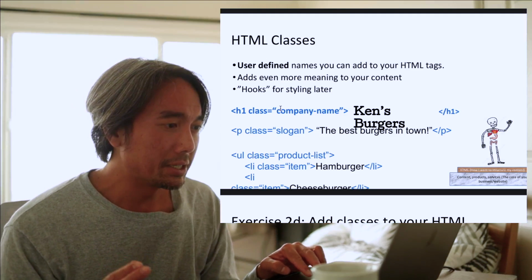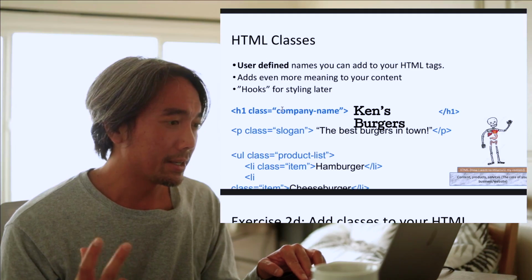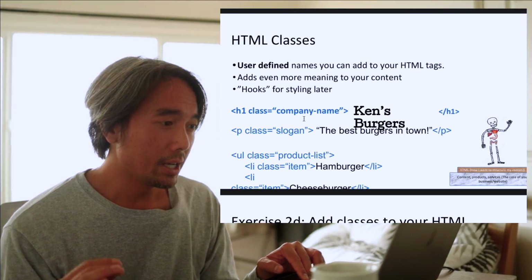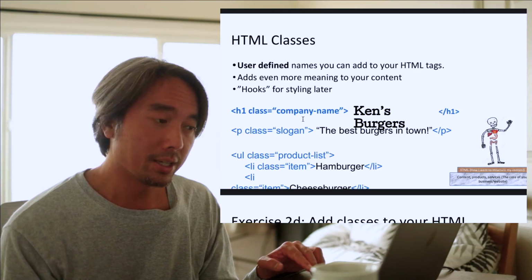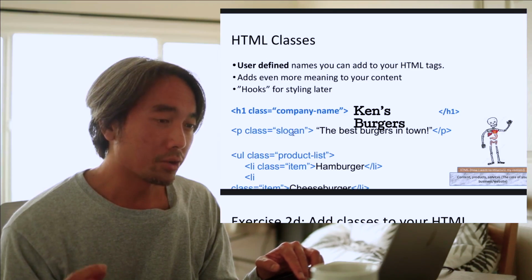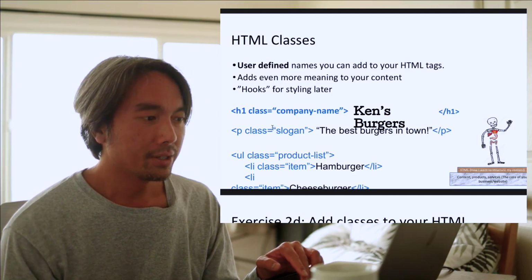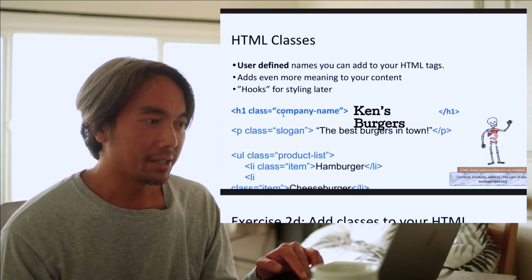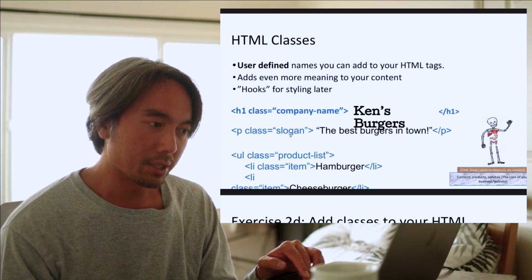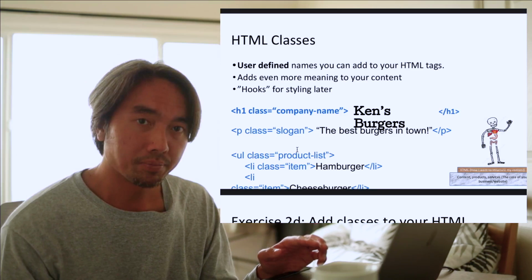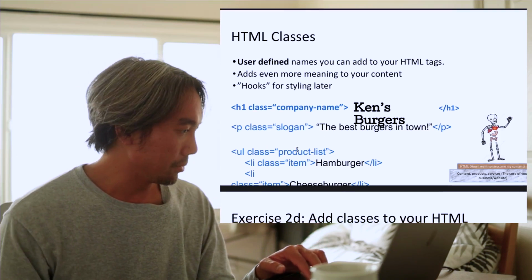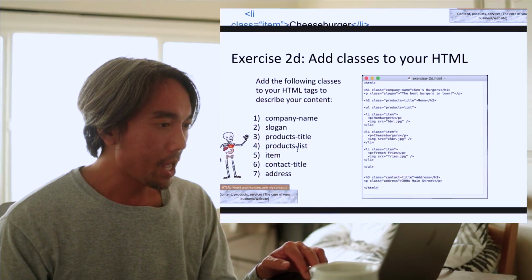But the summary here is to try to use semantic meaning for your class names and not visual meaning. Visual meaning is, let's say, class green or class big, class small. Versus semantic is, let's say, this is my company name, this is my slogan, this is my products list. Okay, enough of that, moving on.